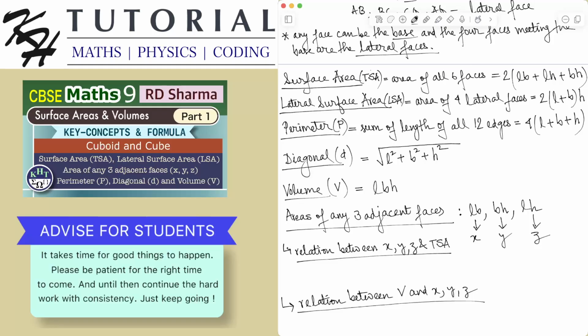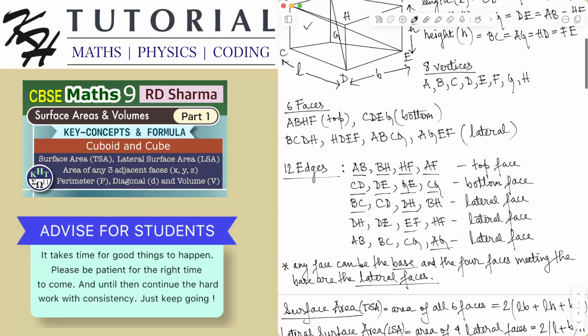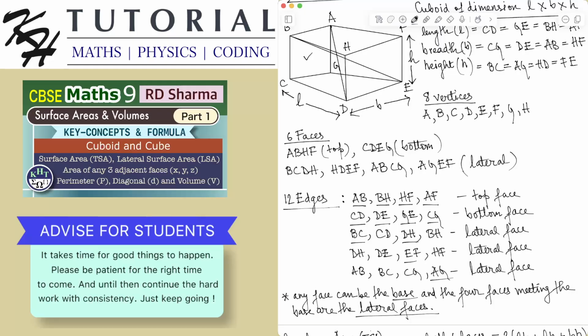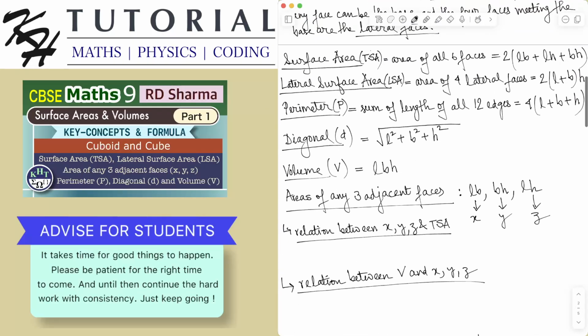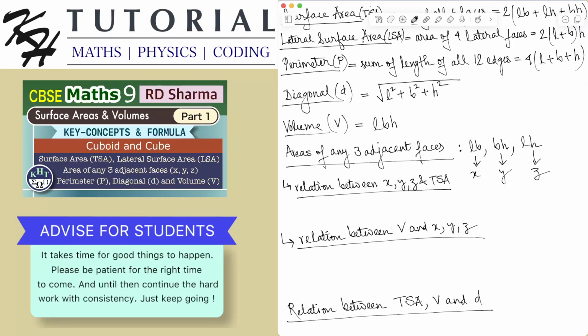Now let us discuss a few other interesting things you must also keep in mind. If you consider any three adjacent faces in a cuboid, their areas will always be LB, BH and LH. So if I denote LB as X, BH as Y, and LH as Z, then there are some interesting results.